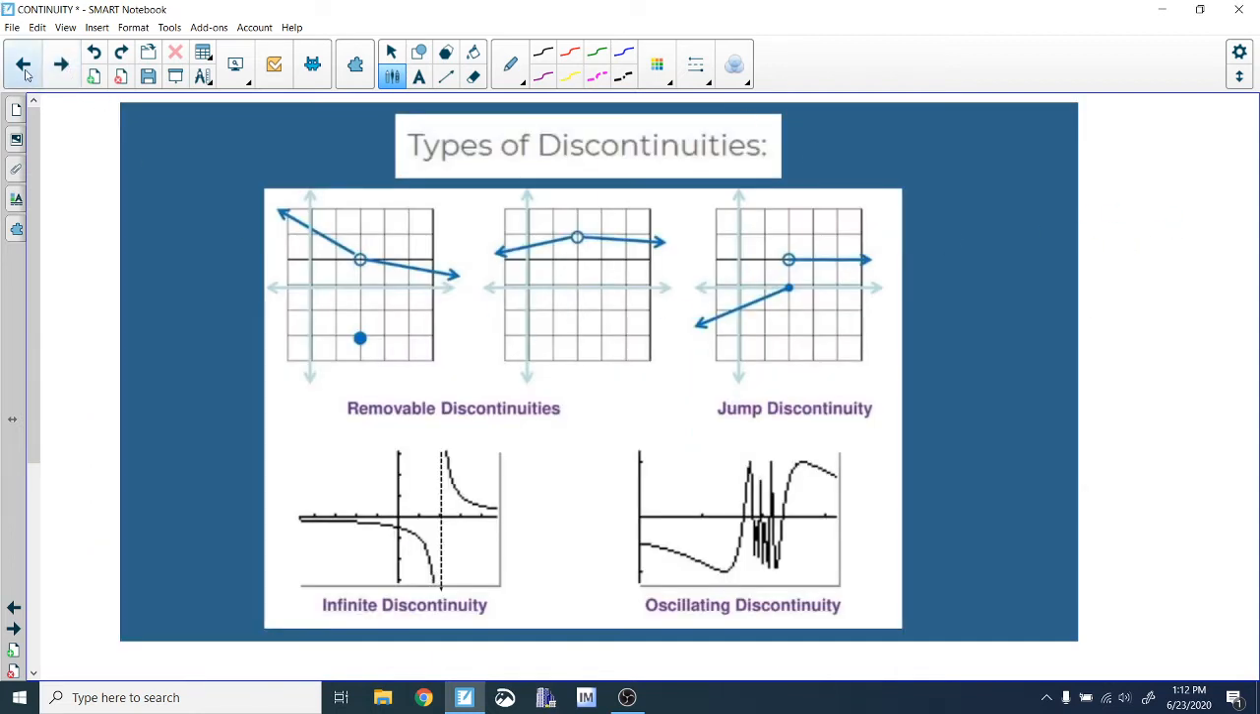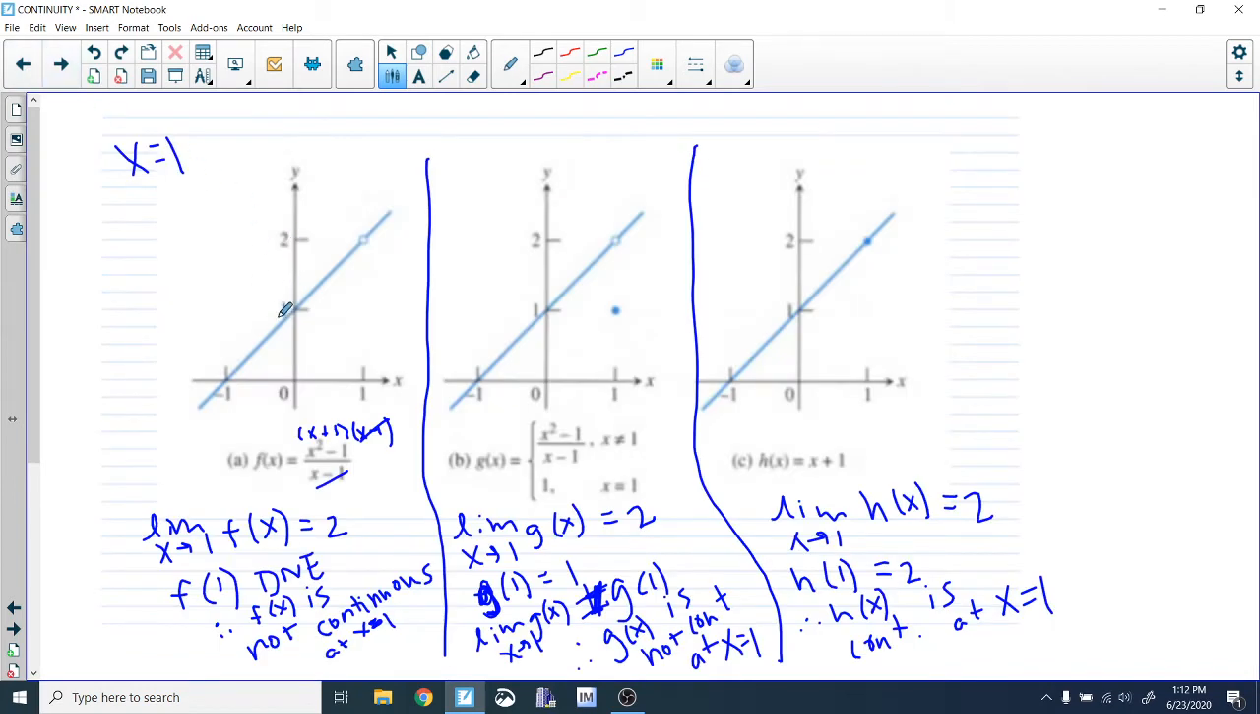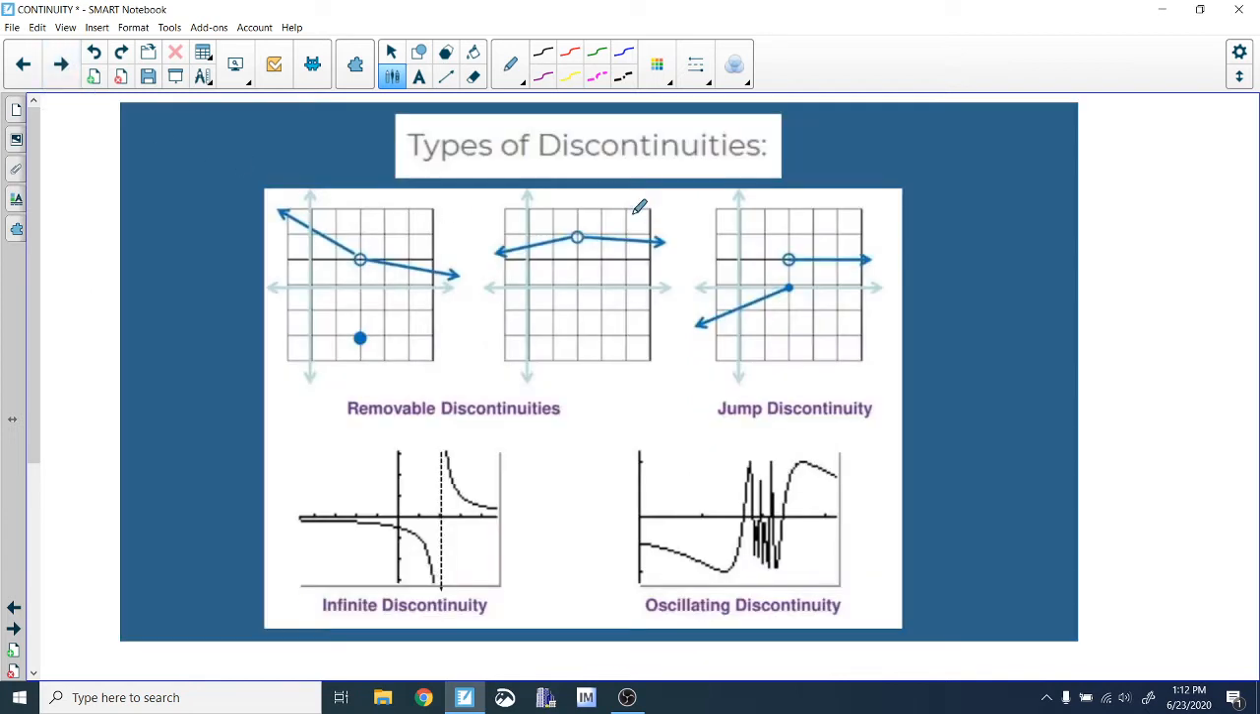Okay, so let me go back one more moment. f of x and g of x both had discontinuities, and they each looked a little bit different, but they are actually the same type of discontinuity, and that is called a removable discontinuity. Non-removable discontinuities are these other three.